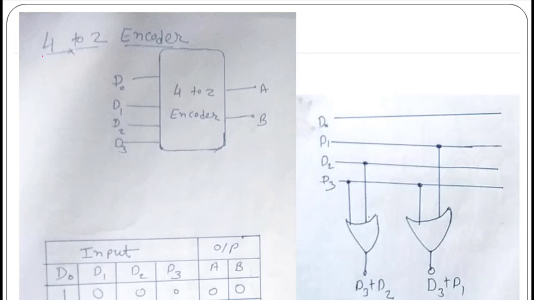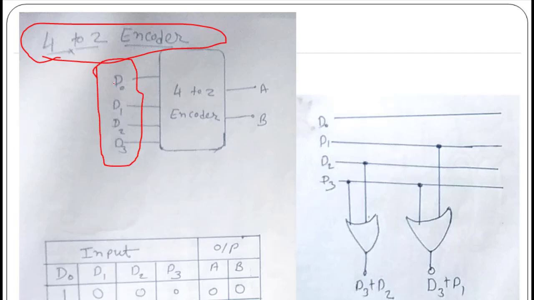So let's begin with the first example of an encoder, which is a 4 to 2 encoder. As we can see in the block diagram, we have 4 inputs D0, D1, D2 and D3, and we have 2 outputs named A and B.